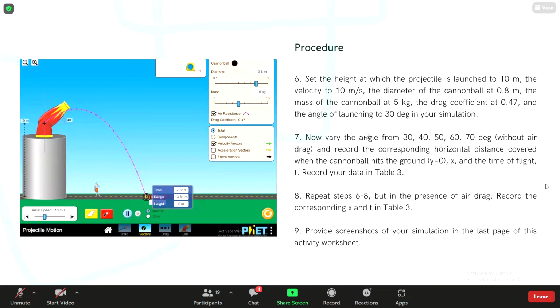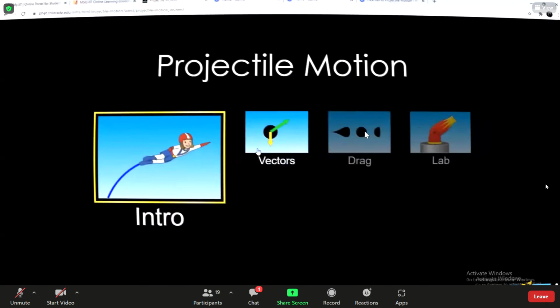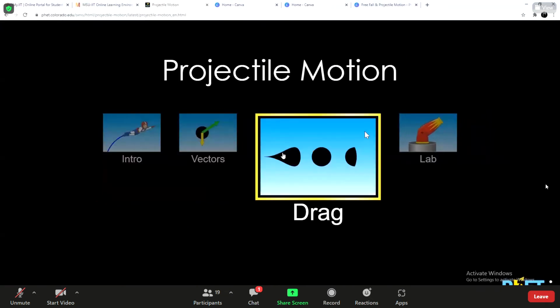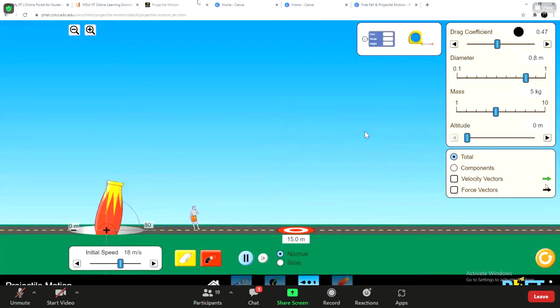Provide screenshots of your simulation in the last page of this activity worksheet. At least 3 screenshots will be required in this activity. Here is a short recording of the simulation that I did in the PHY simulator for your reference.